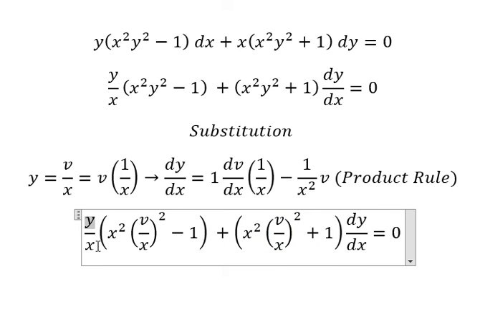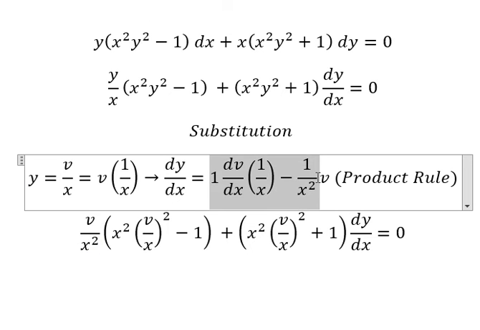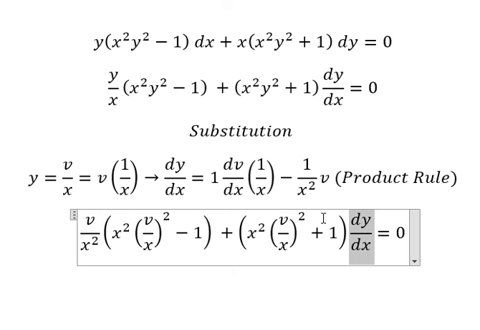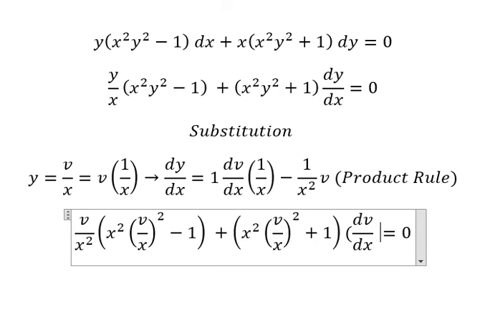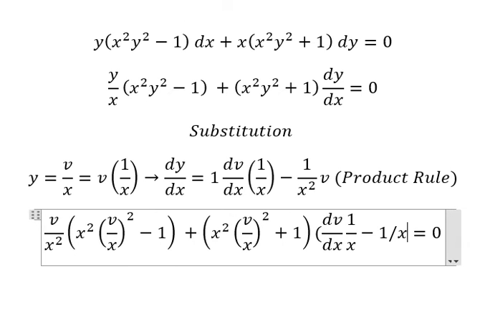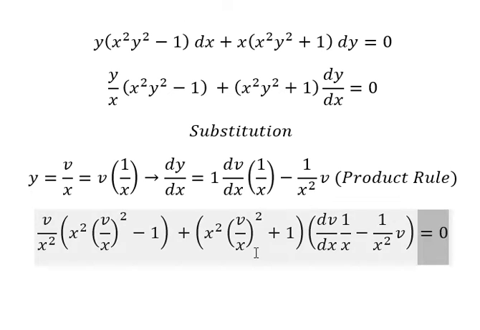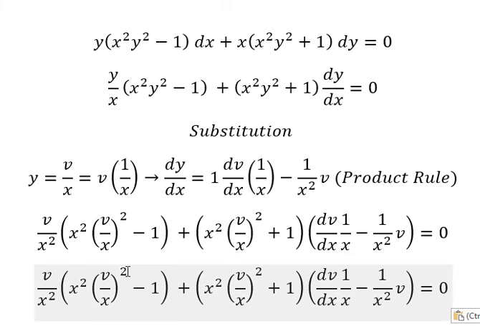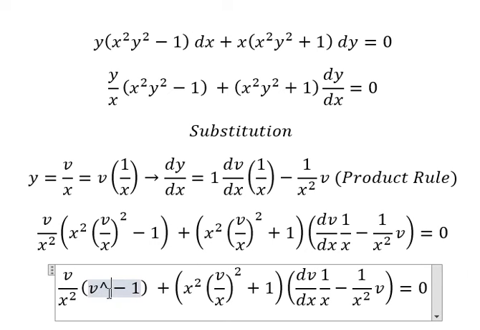Similar for the second one. dy over dx we change for this one. Now we need to simplify x squared divided by x squared. We have v squared. Similar for this one.